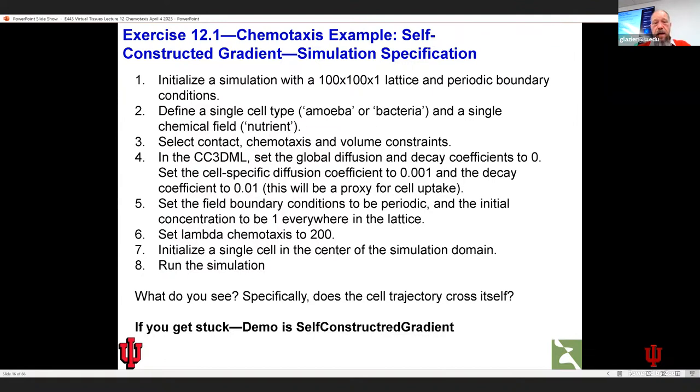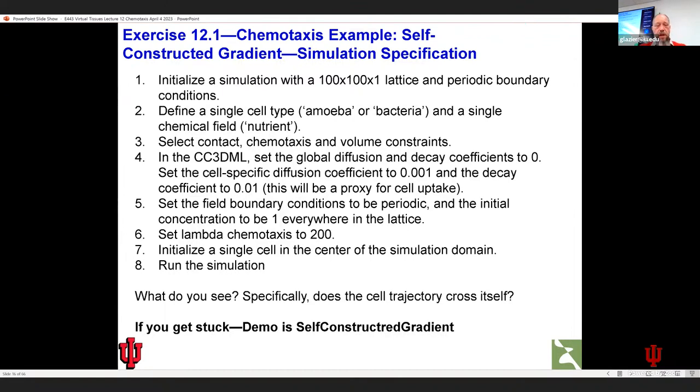And then you could start out by setting the global diffusion and decay constants to zero. That is, the chemical in the environment is fixed in the environment. And the cell-specific diffusion constant could be something small, 0.001. The decay coefficient could be 0.01. That'll give you cell uptake. We could do actually uptake by the cell and measuring and other things, but we'll do this as simply as possible. Set the concentration field boundary conditions to be periodic. Initial chemical concentration to be one everywhere. Try lambda chemotaxis of 200. And start with a single cell in the center of the simulation and then run it. And I want to hear what people find.